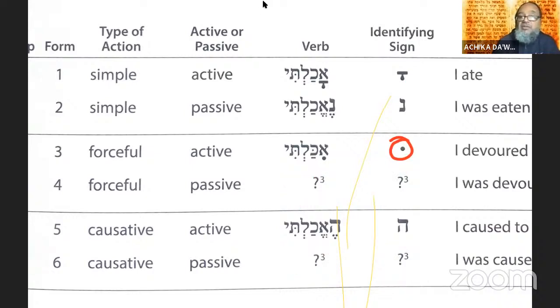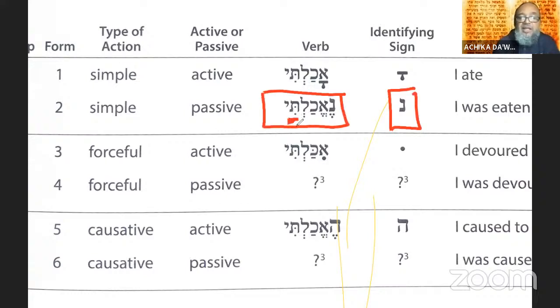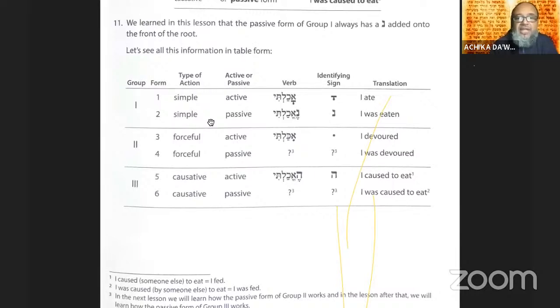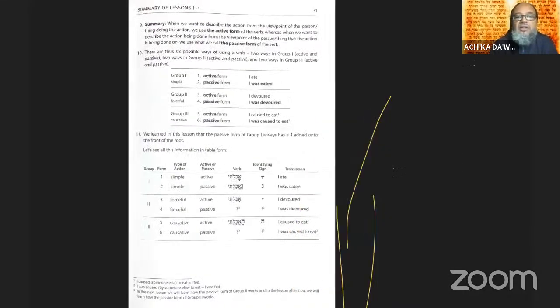But what we do know is that a noon is added on to any 3-letter root with what they call the suffix of who's doing the action, which is I, you, he, she, or they. That noon is added onto the front of it to tell you that this is the passive of group number 1. It's still a simple action because it's part of group number 1. Okay. It's a little confusing because you're thinking, well, it had the dot underneath that. Okay. But we're just looking at the letter. So what I would say is don't trip off the little dot that's under the noon. Look at the letter itself.